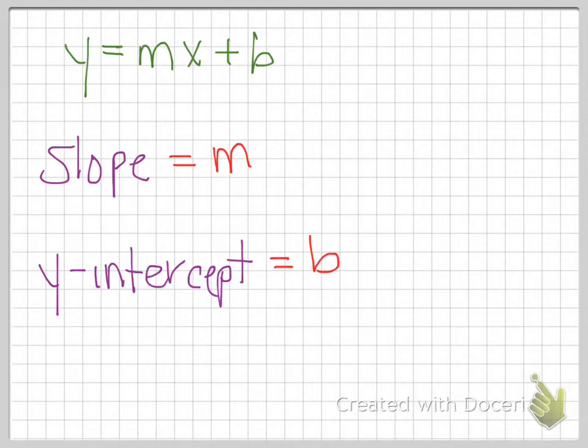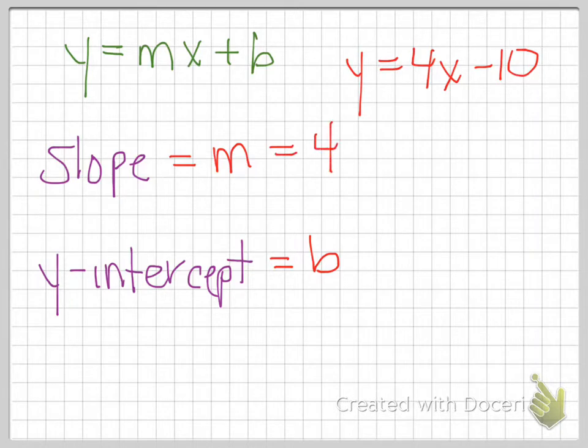If we have an example equation, such as y equals 4x minus 10, we can figure out what the slope and y-intercept is based on this equation. Our slope is always the number that is next to the x. So our slope for this example is going to be 4.